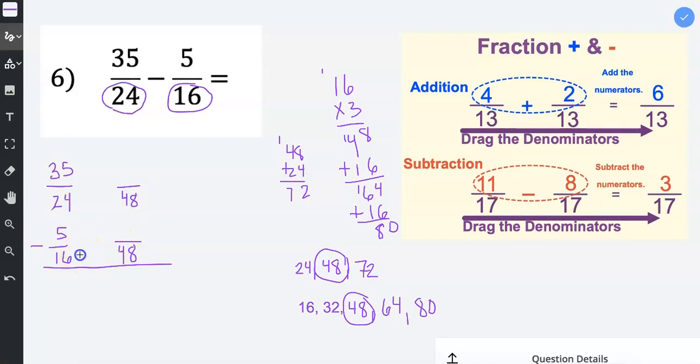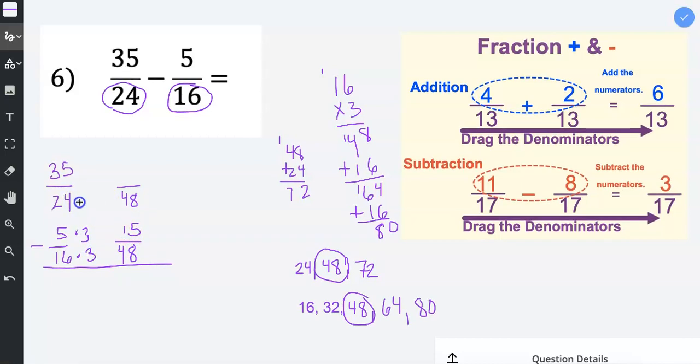All right, so let's think about it. 16 times what gives us 48? Well, there were 1, 2, 3 16s in 48. So 16 times 3 is 48. So I need to multiply 5 by the same number that I multiplied the denominator by. So I multiply 5 by 3, and I get 15.